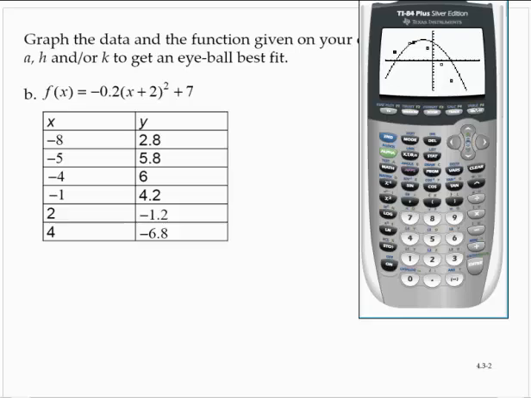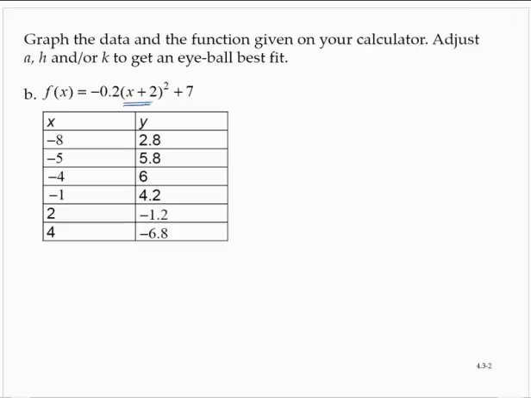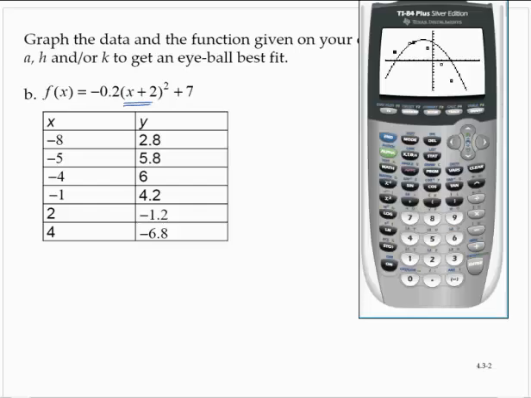It looks like the x-coordinate of the vertex is wrong. So I'm going to adjust the x plus 2. I need to move it to the left, which means I need a larger negative number. So how about x plus 5? Let's see what that does.